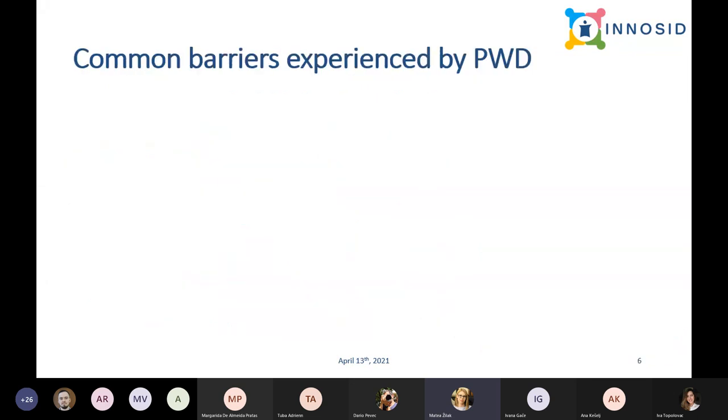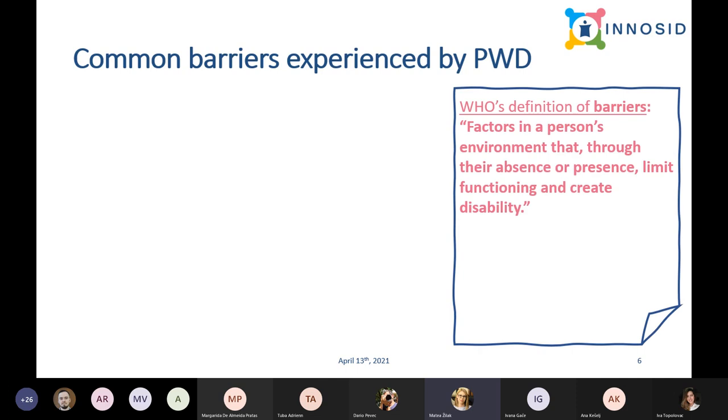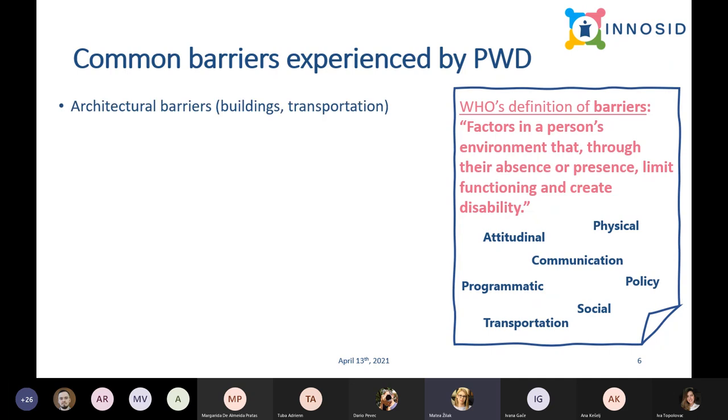So we can now talk about some common barriers that are experienced by people with disabilities day to day. This is the definition of a barrier by the World Health Organization. Barriers are actually factors in a person's environment that through their absence or presence limit functioning and create disabilities. Having said that, we can see that there are many different types of barriers. And on this slide, we will just mention some examples of barriers.